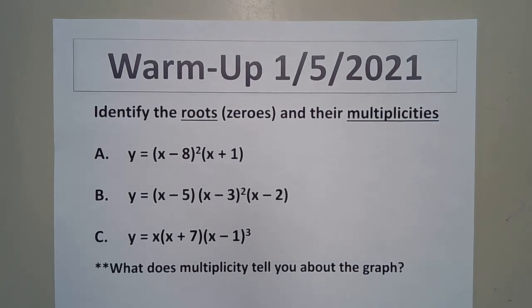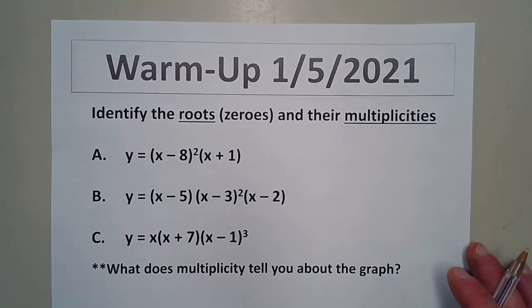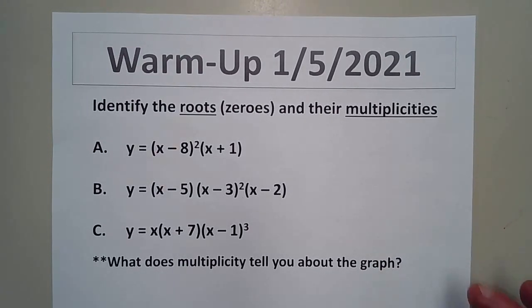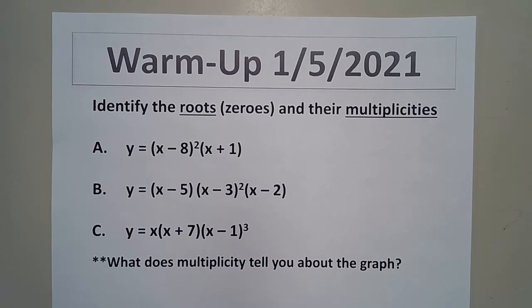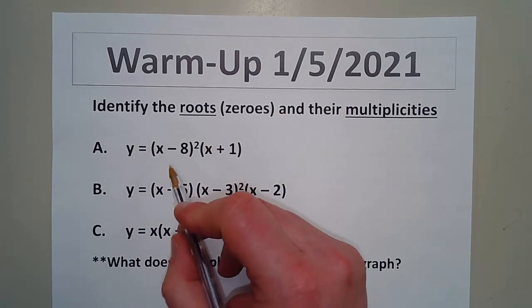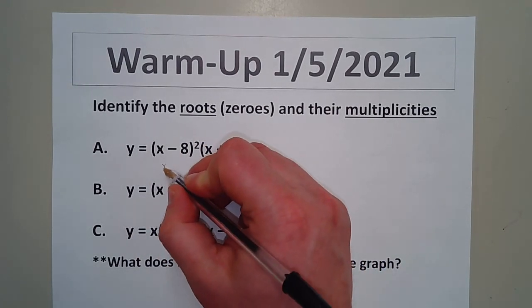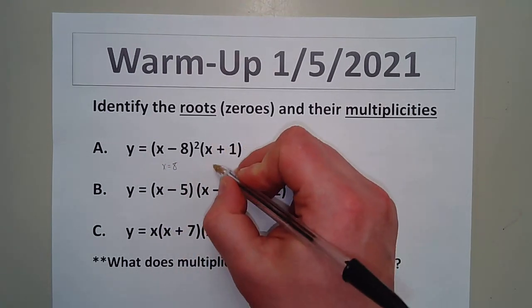All right, so I figured we haven't talked a ton about multiplicity, so I thought I'd bring it up again on the warm-up here. It says identify the roots, also known as the zeros or the solutions, and then also what are their multiplicities. So from this, the roots or zeros, this would have a root at 8 and a root at -1.